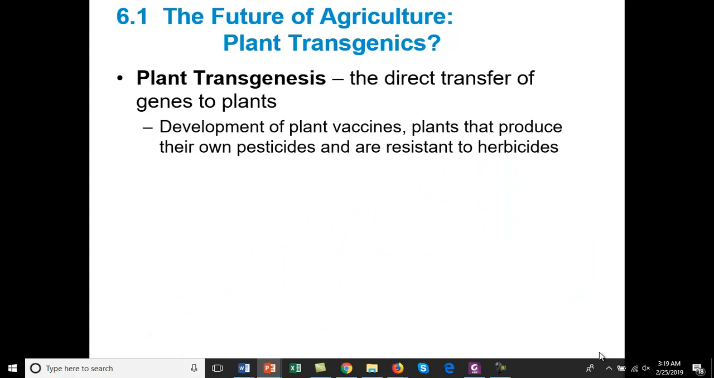Okay. So plant transgenesis, or plant transgenics, is a direct transfer of genes to plants. You can actually develop plant vaccines, and that's odd. We need to talk about that because plants don't have an immune system, but they do have defense mechanisms. You can then develop plants that produce their own pesticides. Those are called BT plants, and you can produce plants that are resistant to herbicide. The most common type of plant that's resistant to herbicide we refer to as a Roundup Ready plant.